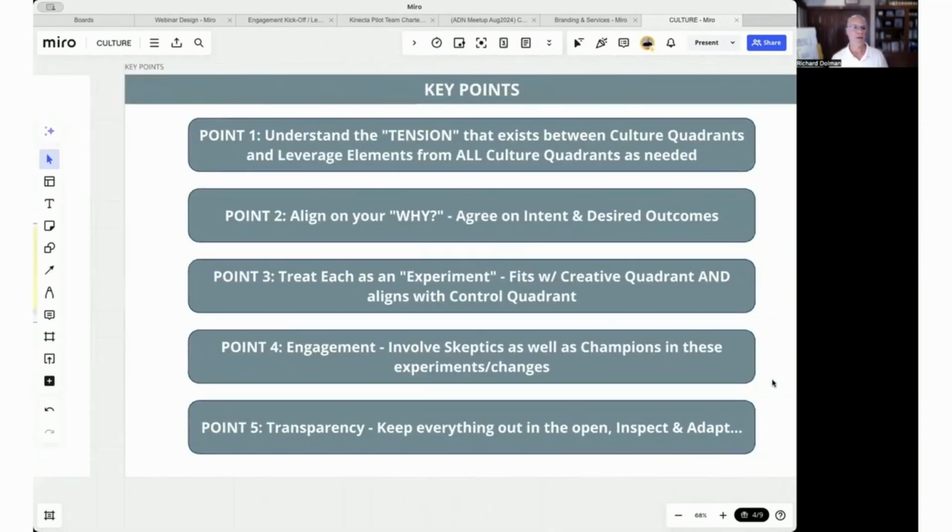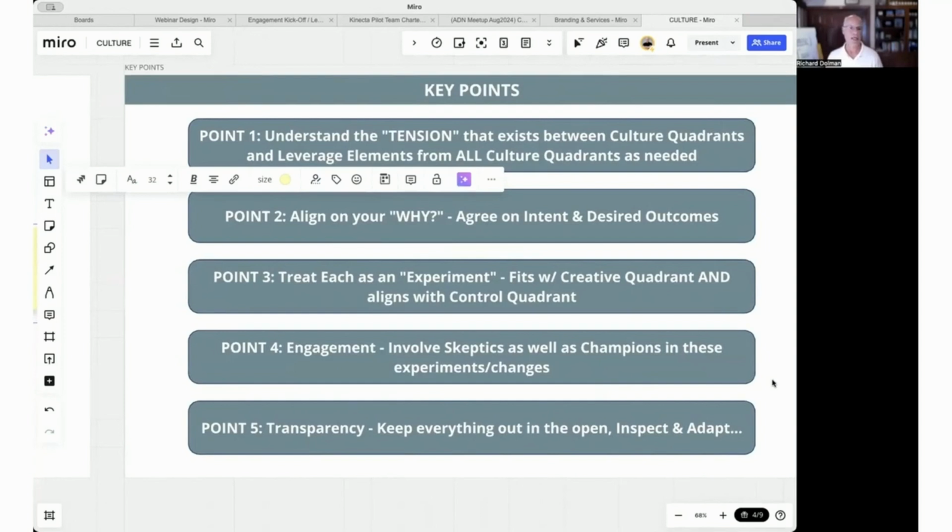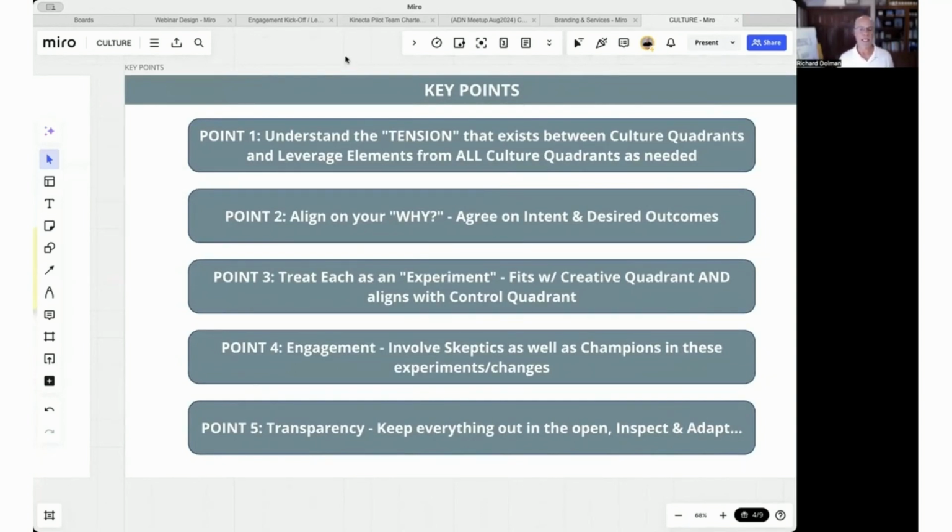So I want to give you a couple of key points to take away, and hopefully it will help you apply some of this in your organization. So point number one is understand that tension that I referenced that exists between these quadrants. It's natural, but part of the challenge is how do you manage and dampen down some of that tension? So understand the tension and leverage all of the elements of this quadrant model, right? I'm guessing you've got elements of all of these cultures in your organization. So leverage them as you're trying to bring some of this change into the organization.